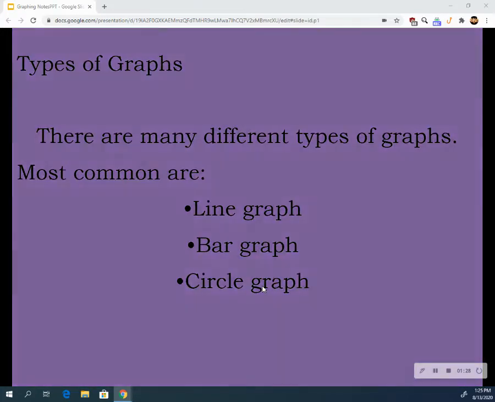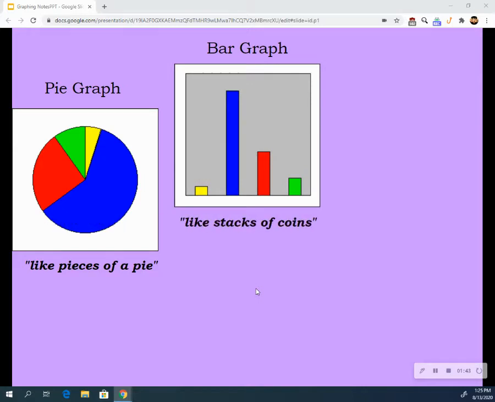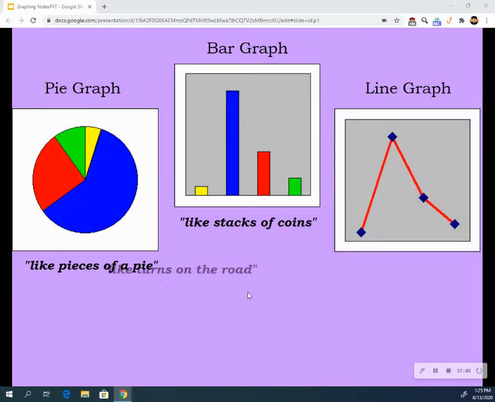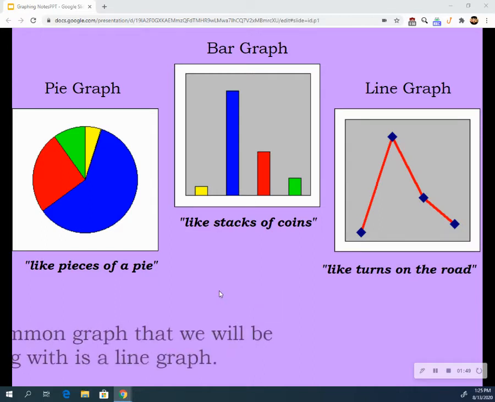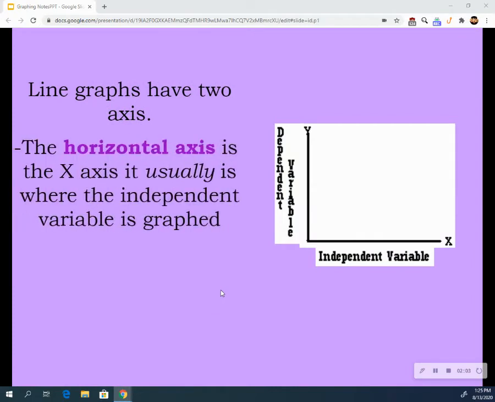There are different types of graphs: bar graphs, line graphs, circle graphs. Pie graphs or circle graphs are like pieces of pie. There are bar graphs, of course, stacks of coins, stacks of lines, and then line graphs, where it shows like a turn on the road. These are the most common graphs that you'll see when you work in different areas of science, different areas of life. A line graph is the most important one when it comes to science. That's what you will use more often than not.